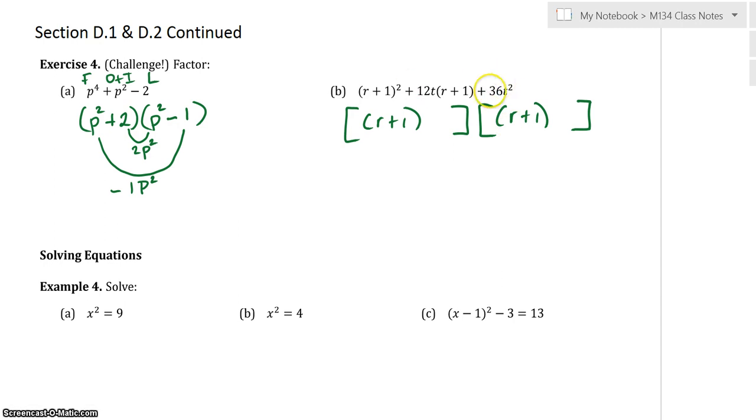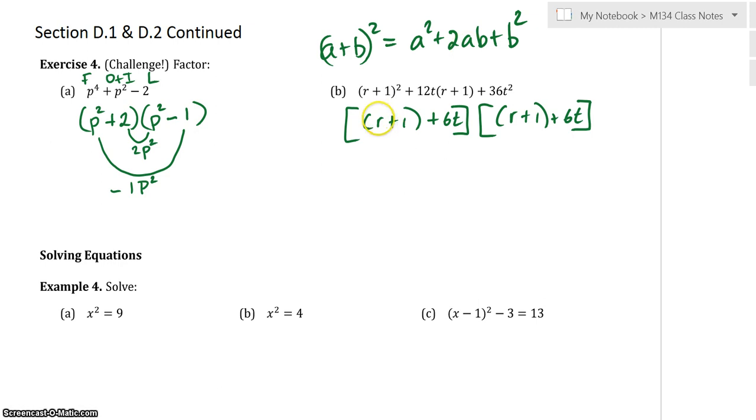36t squared, that looks like a perfect square to me. 6 times 6 is 36, and if you remember, it's that special formula where this is going to be a 6t and a 6t. It's the a plus b squared formula. Let's write that down. So we need this to be b squared, and double that squared is the middle term.